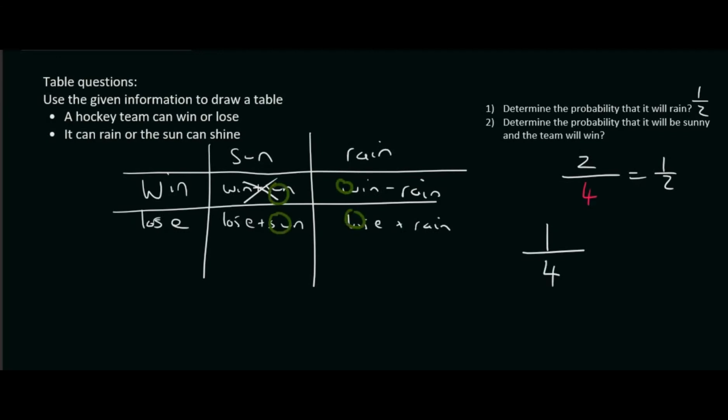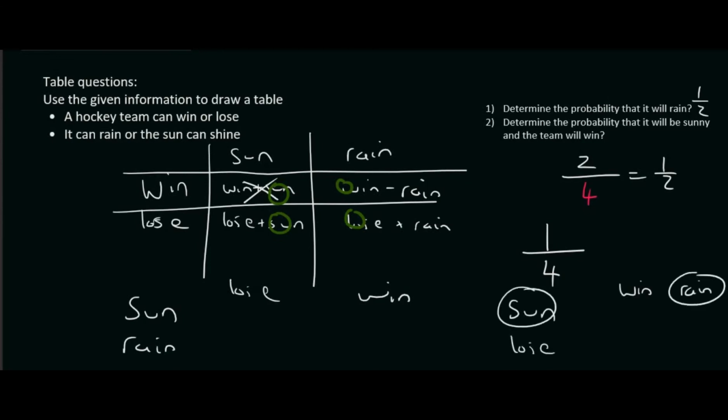So I hope you see that the tables are very easy. You just take the 2 categories and you can draw the table however you want. We could have also had sun and rain like this, and then lose and win over here. What you don't want to do is something like this. You don't want to say sun and lose and then win and rain. What you want to try to do is keep the categories together. So sun must go with rain and then win will go with lose.